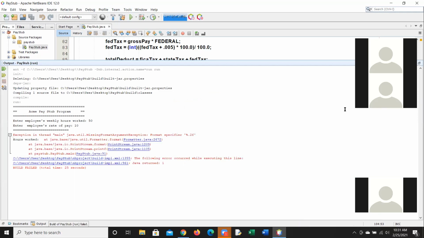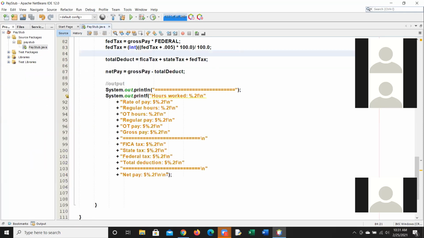So that's one thing I can, ooh, okay. If you get something like this, that means that I've got an error in how I did my printout. See, it says MissingFormatArgumentException. Oh, because I never put in, how silly of me, we didn't put the variables in. So we need hours worked, comma. The next one is rate of pay. Next one is regular hours, OT hours.